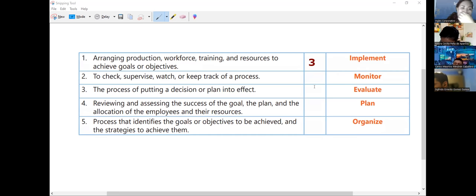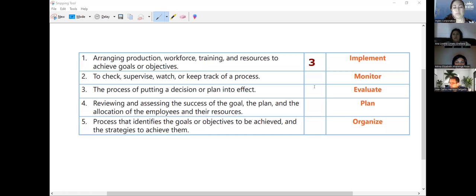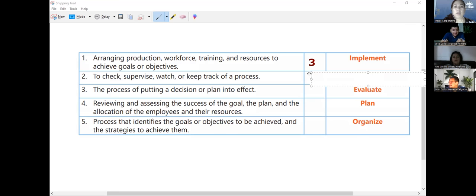Okay, good. Monitor. What does it mean to monitor? To check, to supervise. Number two. Do you all agree it's number two or do you have another idea? Yes, I agree. You agree? To check. Yes. I believe that is number four. You think it's number four? Yes, I think number four too. Because reviewing and assisting. Number two. Monitor? Yes. It would definitely be number two. Okay, monitor: to check, supervise, watch, or keep track of a process.